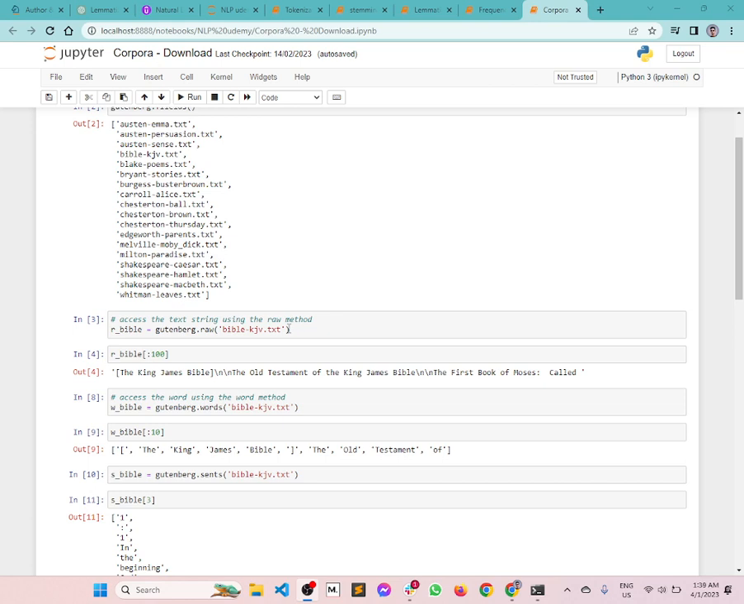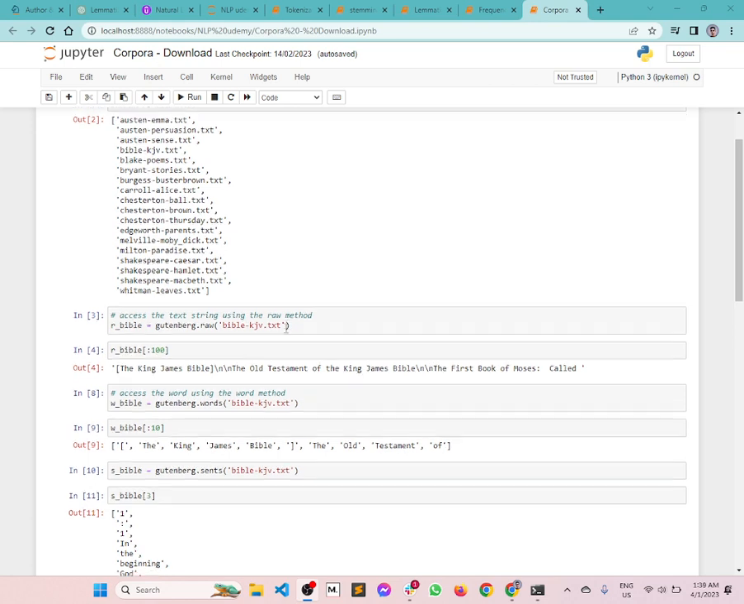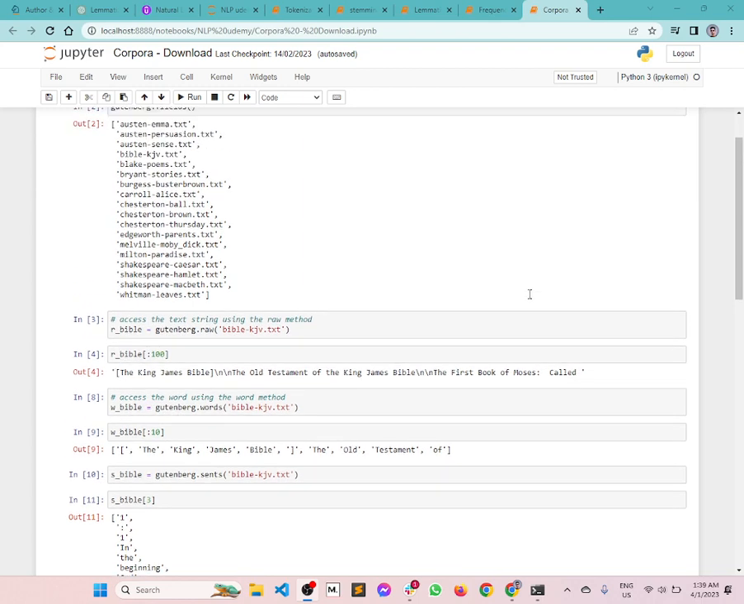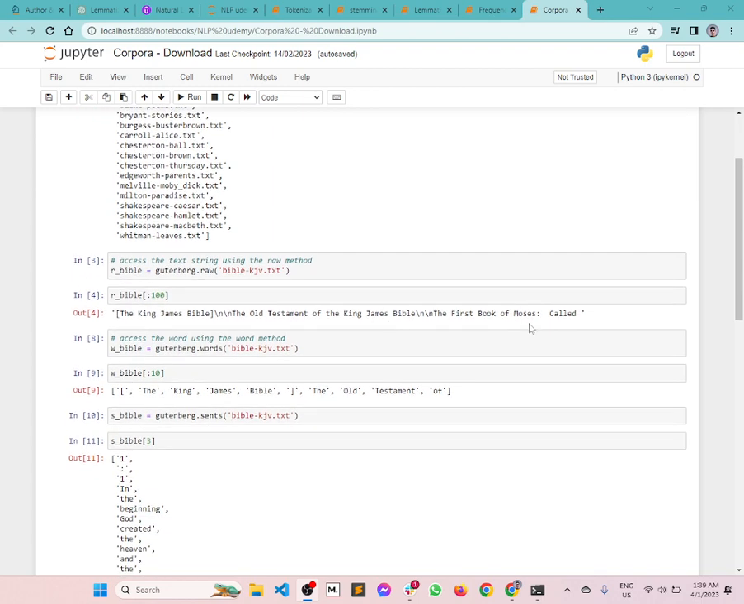Now we are using Gutenberg.raw for extracting the Bible, and we are putting this in a variable named r_bible. It is a randomly chosen name. Now we are seeing this: the King James Bible, and it is a hundred words of text.